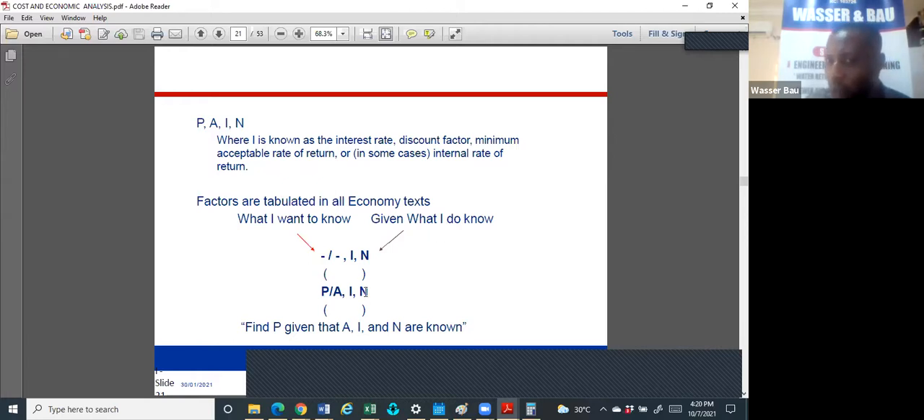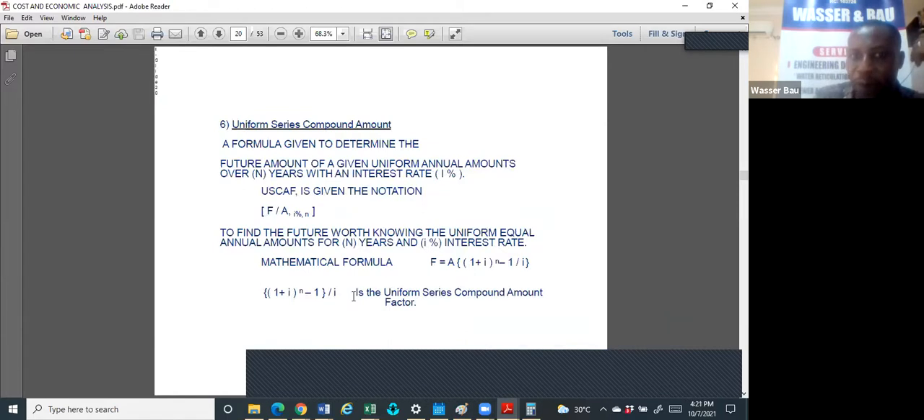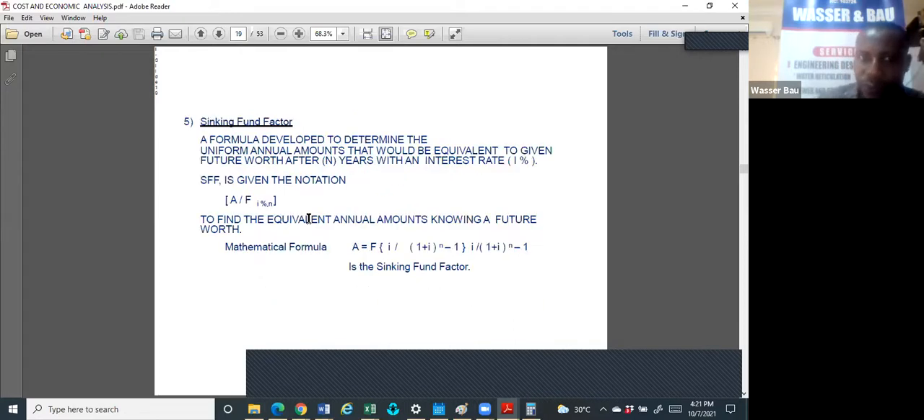I know these values. Then whatever is up, or the first one, is what I want to find. So if I write this thing like this, it simply means find P, given A, I, and N. So that's what this thing means. If you go back to this formula now, this means find F, given A, I, and N. This one means find A, given F, I, and N.